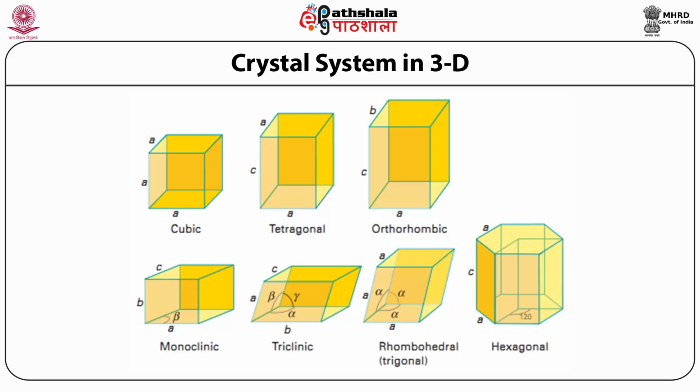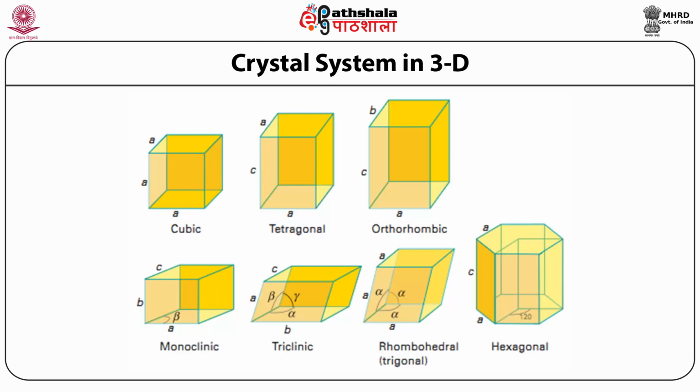Next is rhombohedral structure. The rhombohedral structure is also known as trigonal structure. In this structure, you can see A is equal to B is equal to C, so that's why all the sides are shown as A, whereas the angles alpha is equal to beta is equal to gamma is less than 120 degrees. And here it has one three-fold rotation axis.